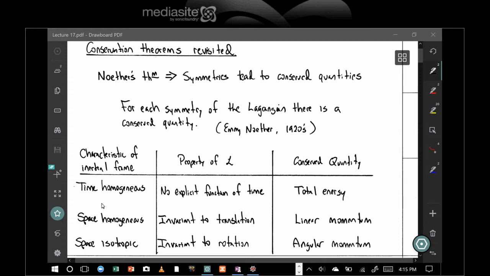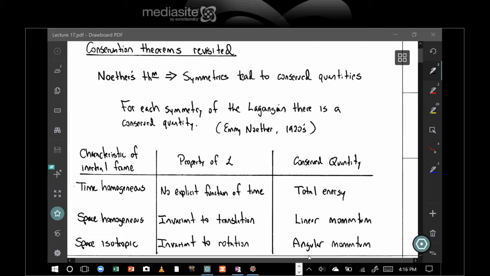The second symmetry is space homogeneity. What that means is if I do an experiment, and then I just translate it in space and do the same experiment, I get the same results. In that case, the Lagrangian is invariant to translation, and the conserved quantity associated with that is linear momentum. Finally, the third symmetry is space isotropy. What that means is I do an experiment, and then I just rotate the experiment in space without translating it. The Lagrangian is invariant to rotation, and the conserved quantity is angular momentum.